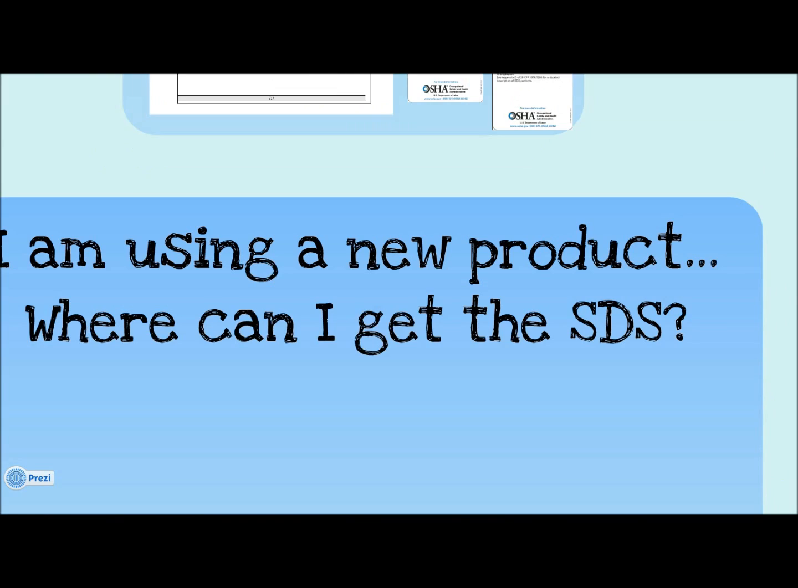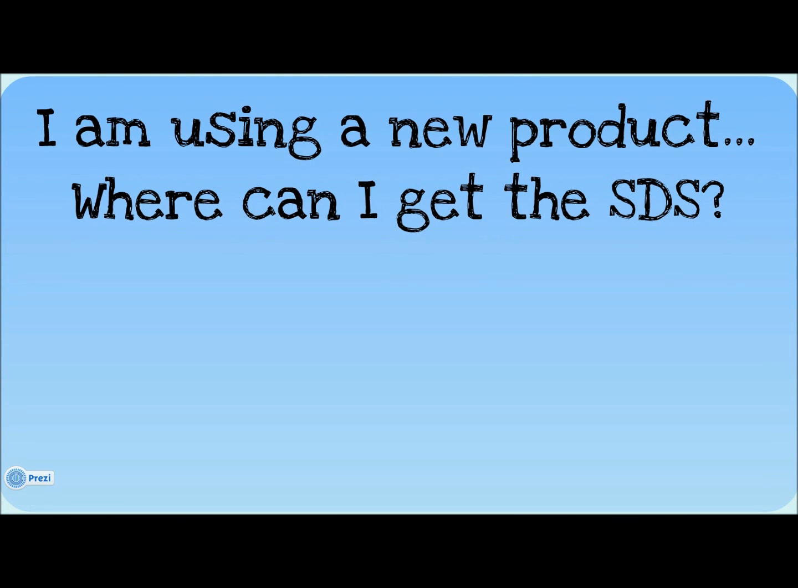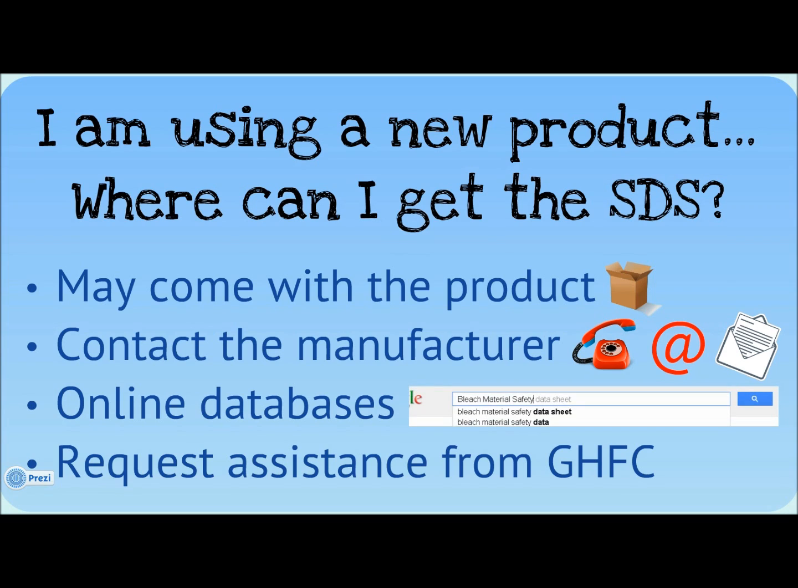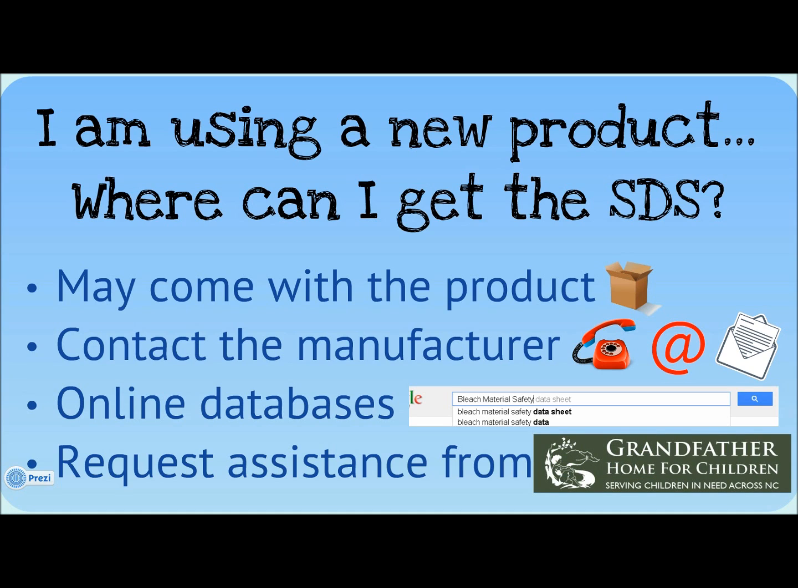If you are using a new product and you have not obtained a safety data sheet, you may be wondering where you can get one. If you have ordered the product, a safety data sheet may have been provided with the purchase. If not, you may directly contact the manufacturer and request one. They may respond with an electronic or physical copy. You may also find the sheet within an online database, such as a website designed to compile these documents, or within the manufacturer's official website. If this product has been brought into the workplace, you may also request assistance from a supervisor.